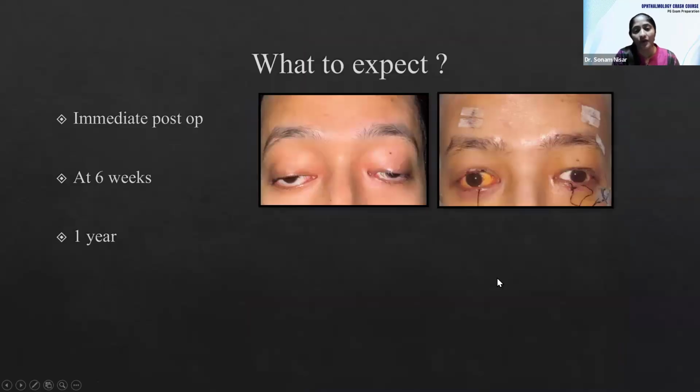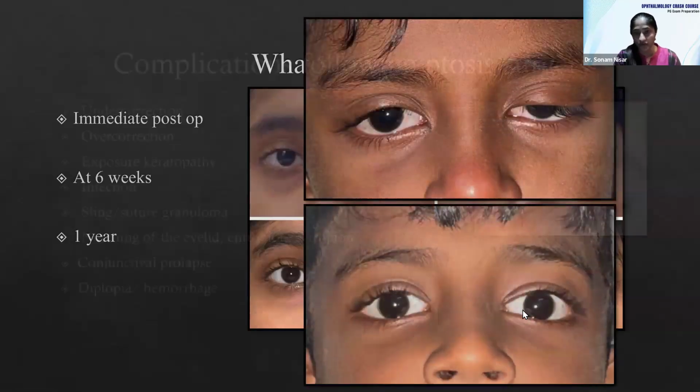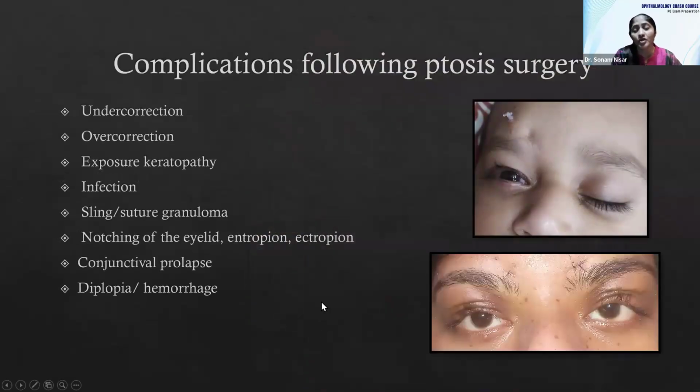Lag of ophthalmos is one of the common things that is seen generally post-op, and that must be counseled to all the patients. Now, what are the complications following ptosis surgery? This is an important question. Obviously, in any surgery, you can have an undercorrection, you can have an overcorrection. Because of the lag of ophthalmos, when you're pulling the lid up, you can have exposure keratopathy.